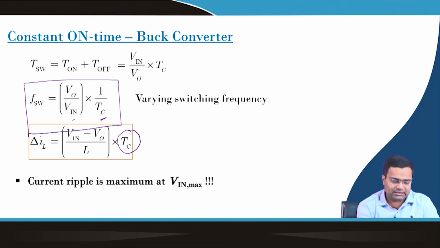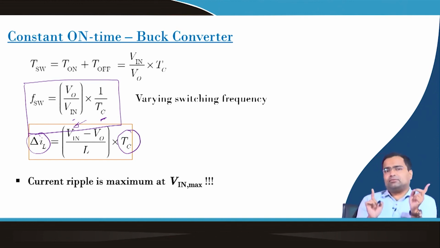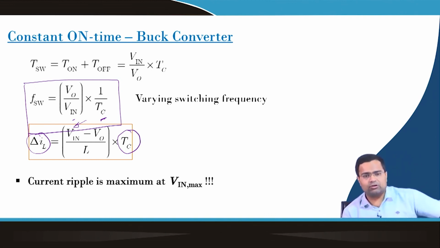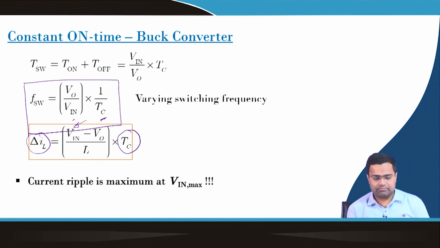So, in this expression the inductor current ripple will be maximum when the input voltage is maximum. This part is consistent with the PWM, where we found the maximum current ripple is coming at the highest input voltage. So, under constant on time this is also consistent, but here the switching frequency will vary.